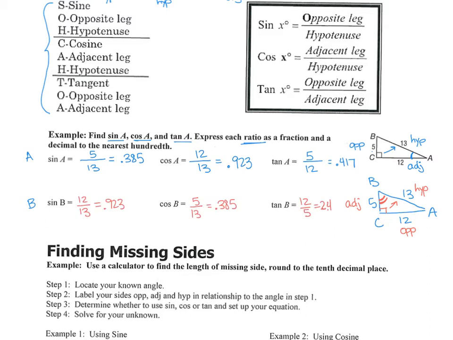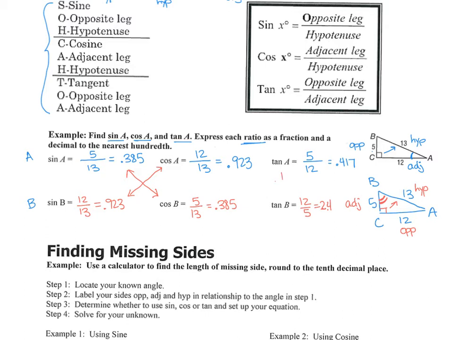Welcome back, Geometry. I hope you got the correct fractions and the correct decimals for our angle B. So I want to point out, I hope you noticed that the sine of B and the cosine of A is the same value, and the sine of A and the cosine of B are also the same value. There's also a relationship between my tangent. The tangent of A is really the reciprocal of tangent of B.